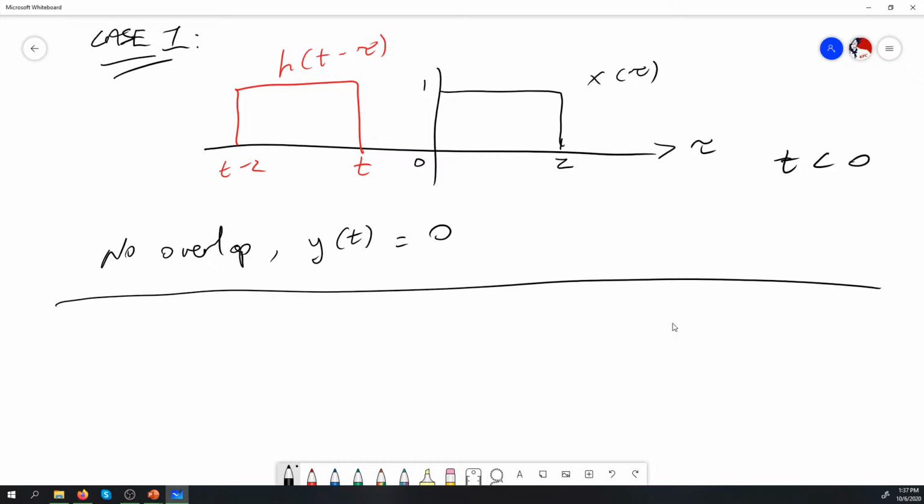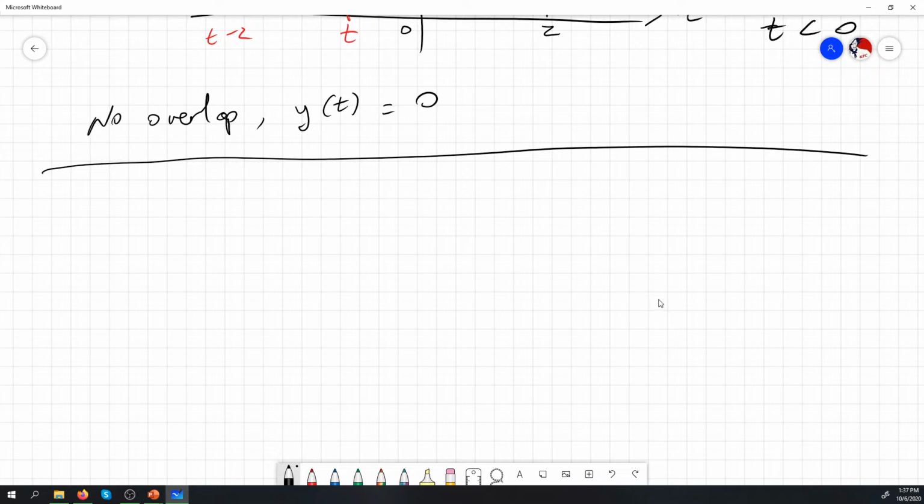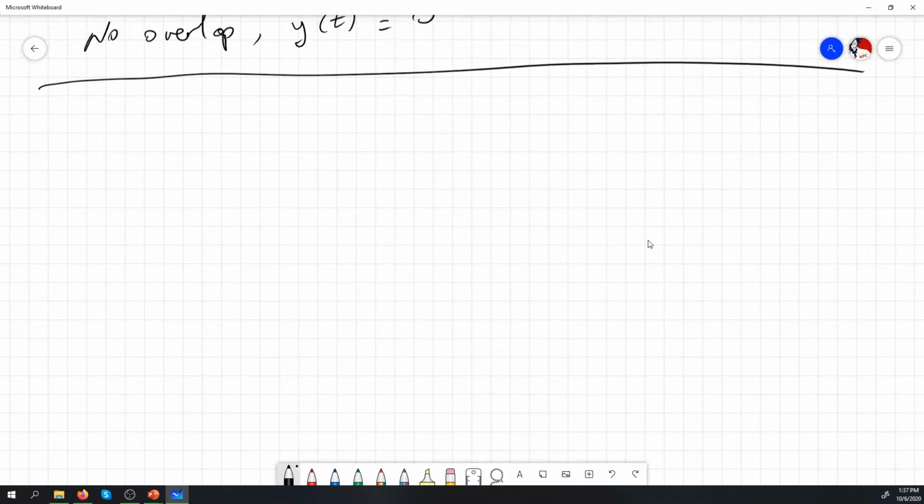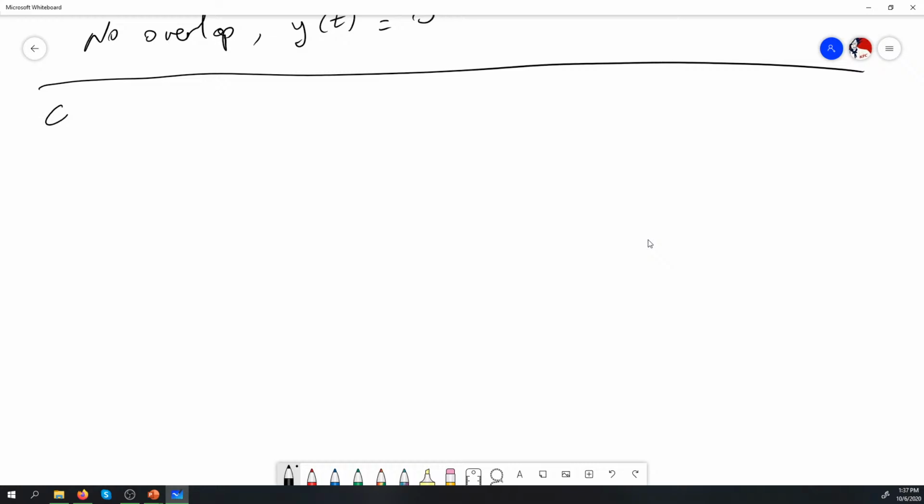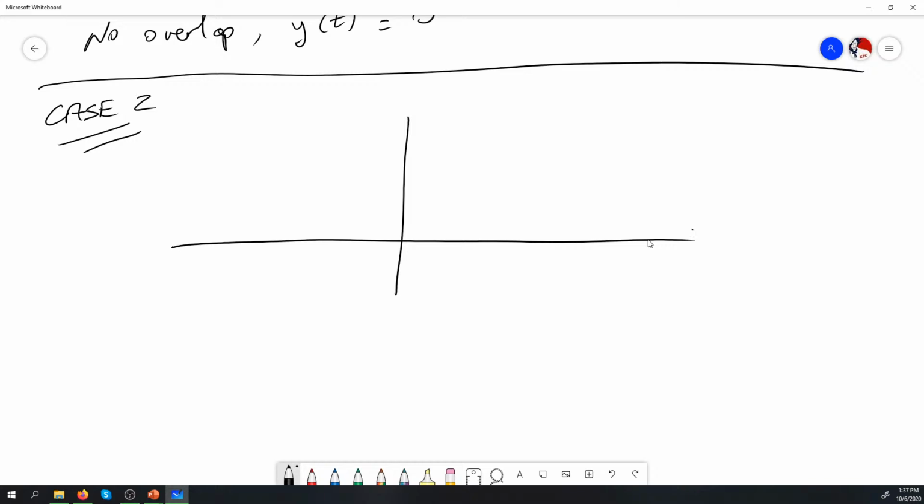So that will be our first case, where there's no overlap of the two signals. So let's go on to case 2. And for case 2, we're also going to draw back our axes again, and we're going to draw our x of tau signal. But we're not going to slide our h of t minus tau signal here accordingly for case 2.